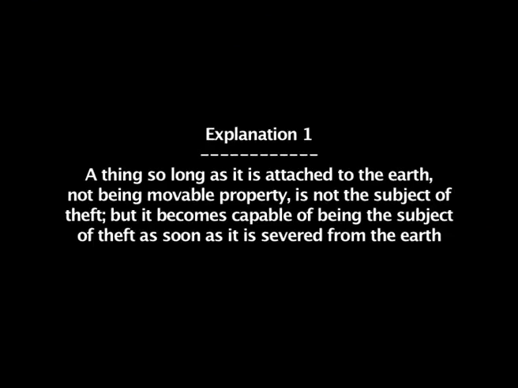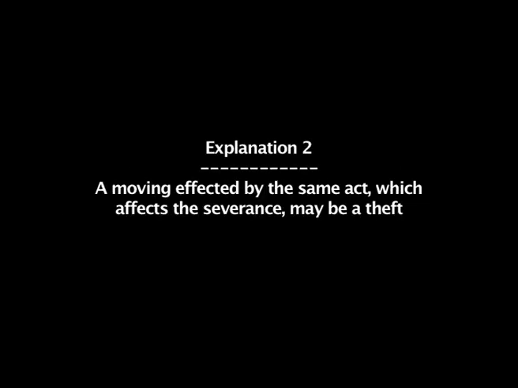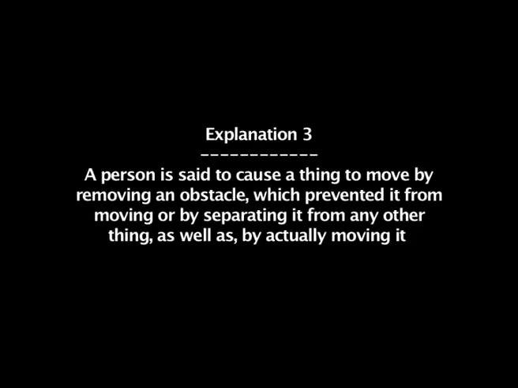In order to understand it clearly, here are some explanations. Explanation 1. A thing, so long as it is attached to the earth, not being movable property, is not the subject of theft, but it becomes capable of being the subject of theft as soon as it is severed from the earth. Explanation 2. A moving effected by the same act which affects the severance may be a theft. Explanation 3. A person is said to cause a thing to move by removing an obstacle which prevented it from moving, or by separating it from any other thing, as well as by actually moving it.